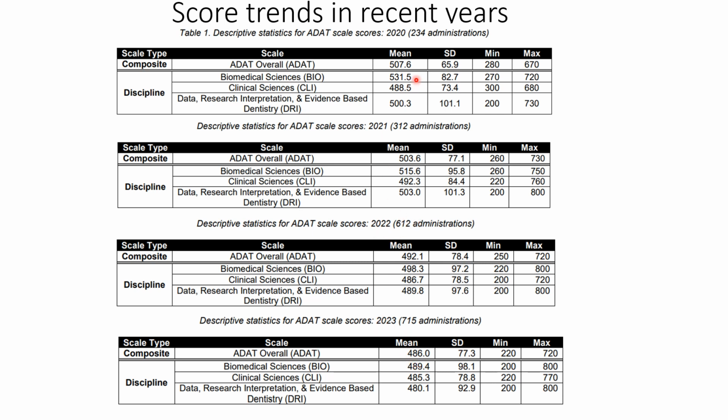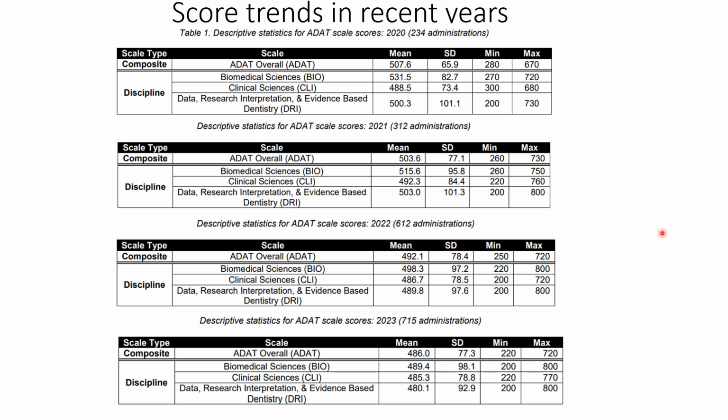Also, previously the highest score was in biomedical science, which is true till now, but the second highest score used to be from data science. As you can see here, the highest mean score is in biomedical science, 531, and the second highest is 500 in data science. The same trend held in 2021. In 2022, the highest score is in biomedical science, 498, and the second highest is in data science, 489. But this year the trend has reversed, and the highest score is biomedical science, and the second highest score is in clinical science.